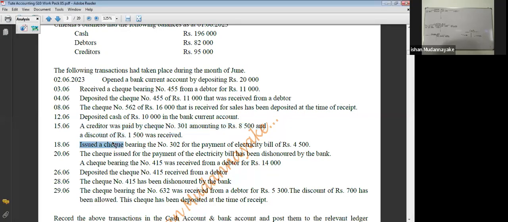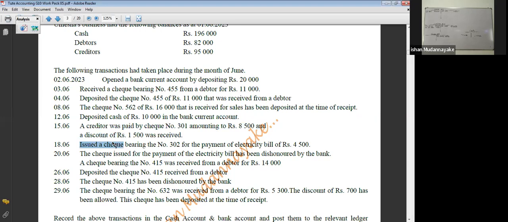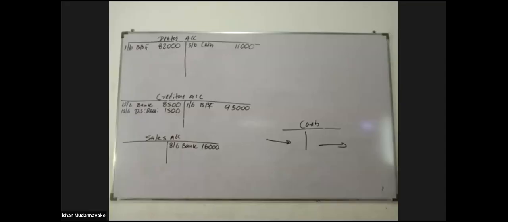Right, look at the next transaction. 18 June. Issued a check bearing number 302 for the payment of an electricity bill, 4,500. To settle the electricity bill, they issued a 4,500 check. Then how do we record it? Bank account credit, electricity expense account debit. Since they issued a check, bank account credit.